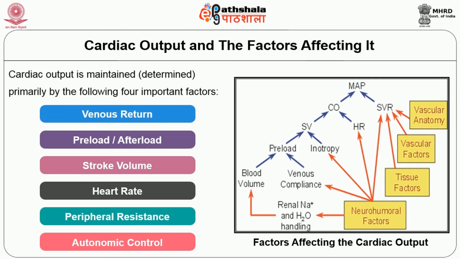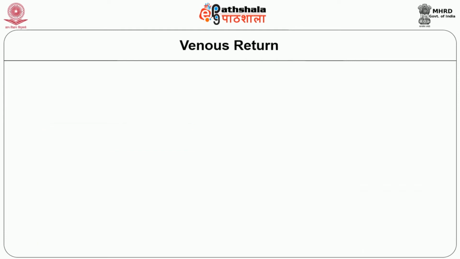Now look at the diagram. The diagram shows how the cardiac output is controlled by neurohumoral factors, tissue factors, vascular factors and vascular anatomy. Now we will see the first important factor deciding the cardiac output, that is venous return. What is meant by venous return?